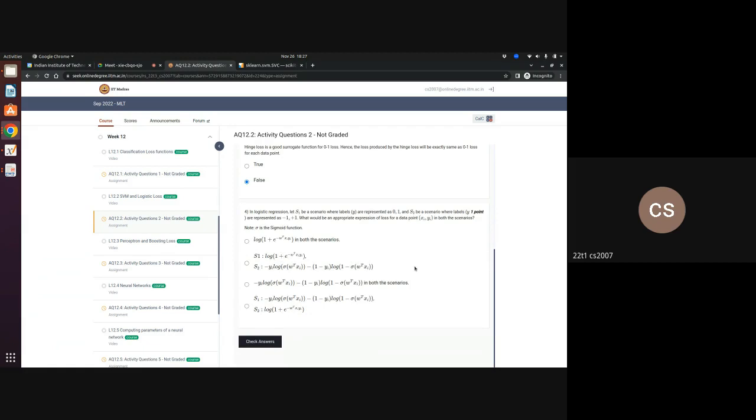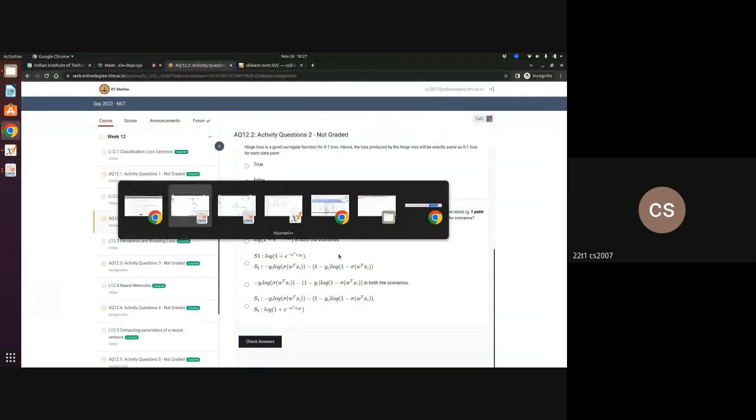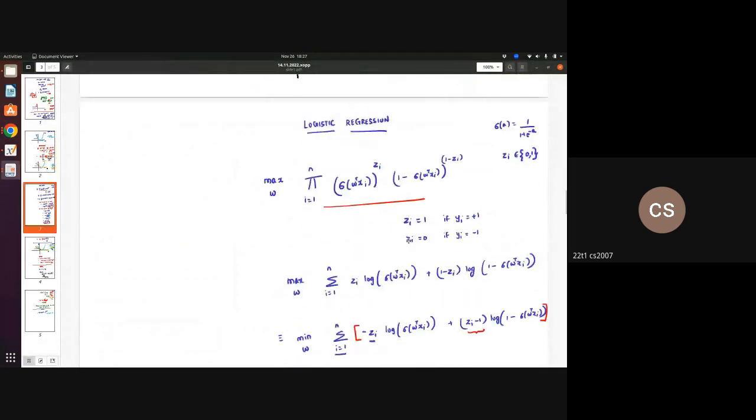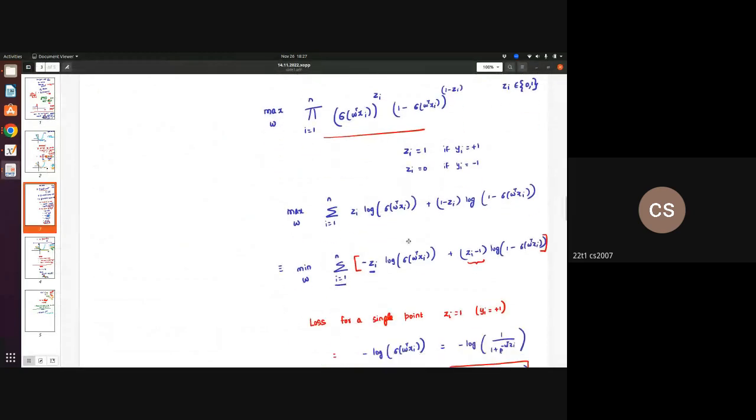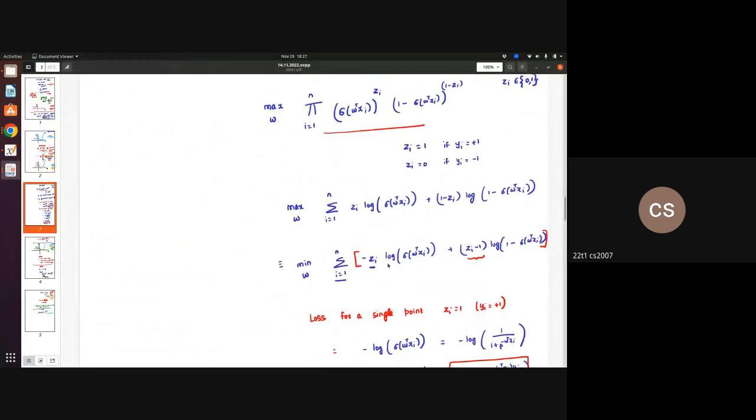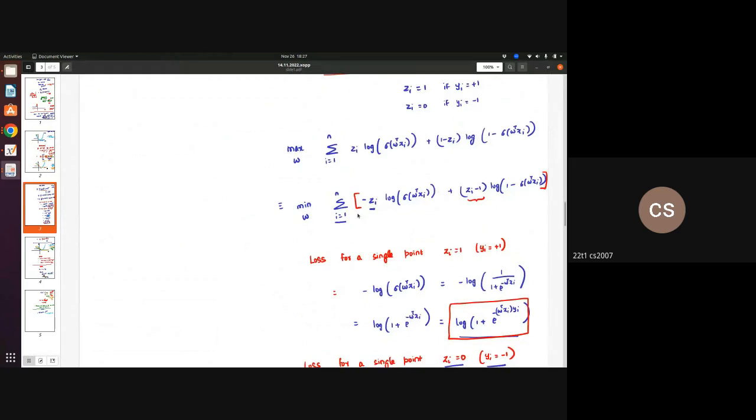Okay, next one. Logistic regression. We have seen the loss that we use in logistic regression. Which loss do we use in logistic regression? Anyone would like to answer that? Okay. So in logistic regression, this is the loss that we use. So this is binary cross entropy, basically.